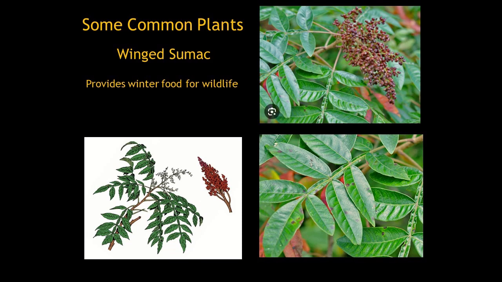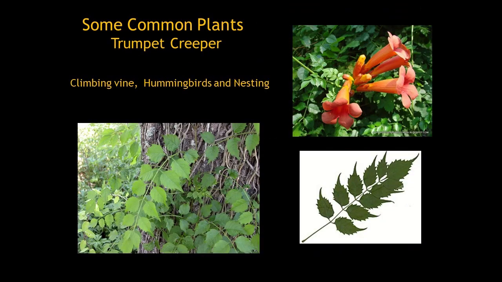You'll see it growing along the road in open areas, but you can see why it's called winged. Look how it's kind of got winged areas along the petiole that stick out. But those berries are very distinctive, and you'll see them just perched and sticking up there on the plant in the fall. Winged sumac. Here we have another climbing vine, trumpet creeper.